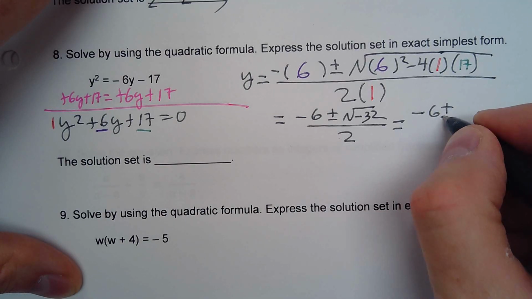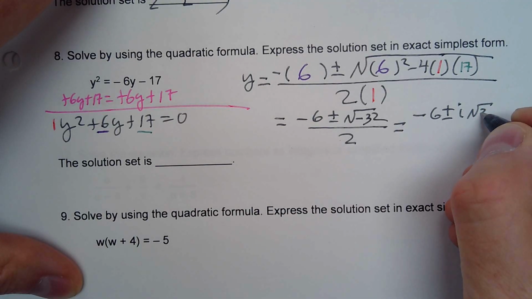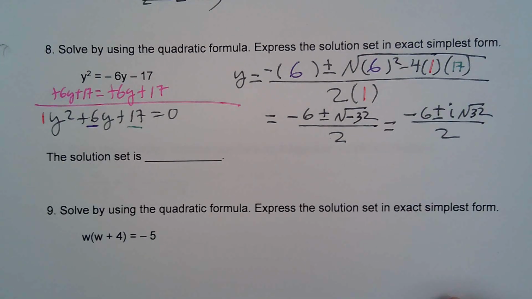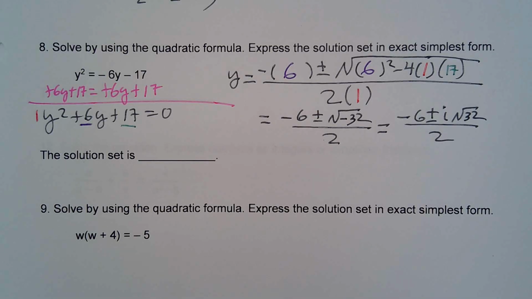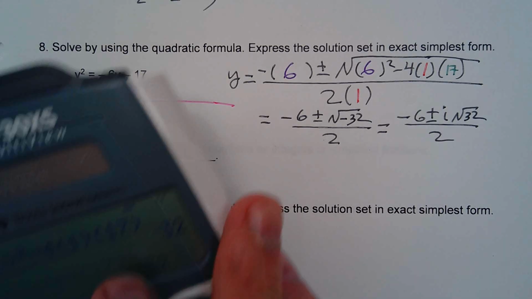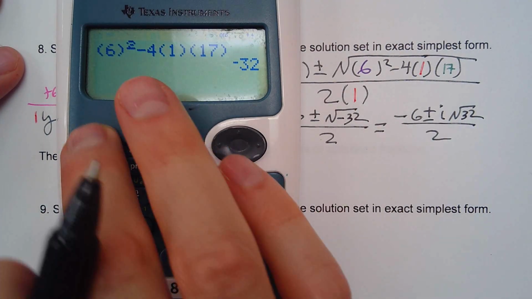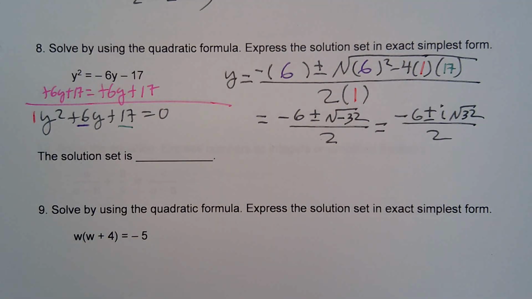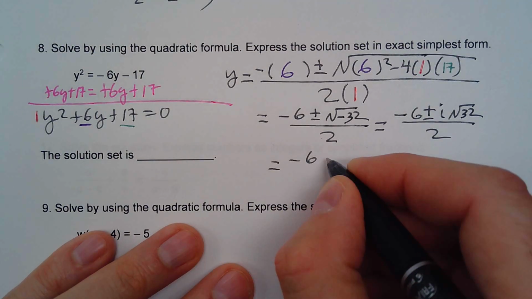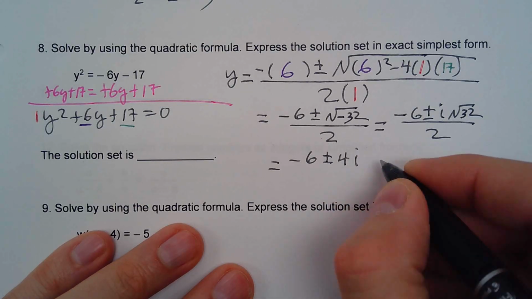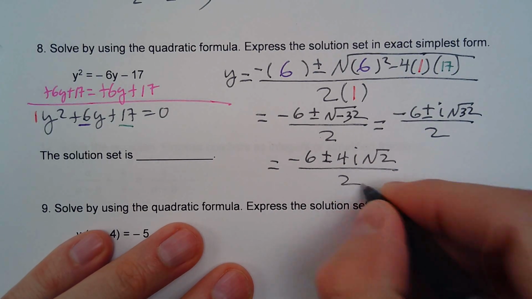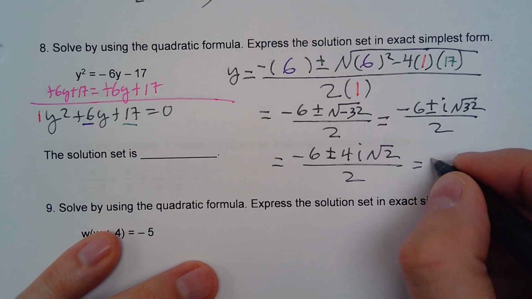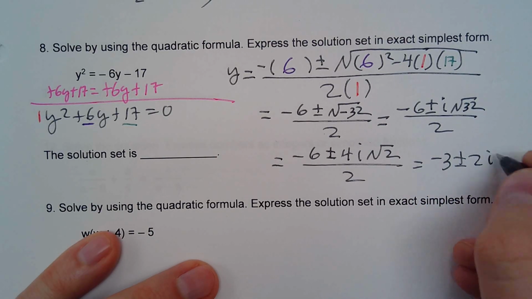So we need to write that in terms of i. And then we break down the square root of 32. You can do 2 times 16. The square root of 16 would be 4, so it'd be 4 square root of 2. Or if you have this calculator, you can just do it right on the calculator and get your 4 square root of 2. And then I'm just going to divide out each term by that 2. So that gives us negative 3 plus or minus 2i square root of 2.